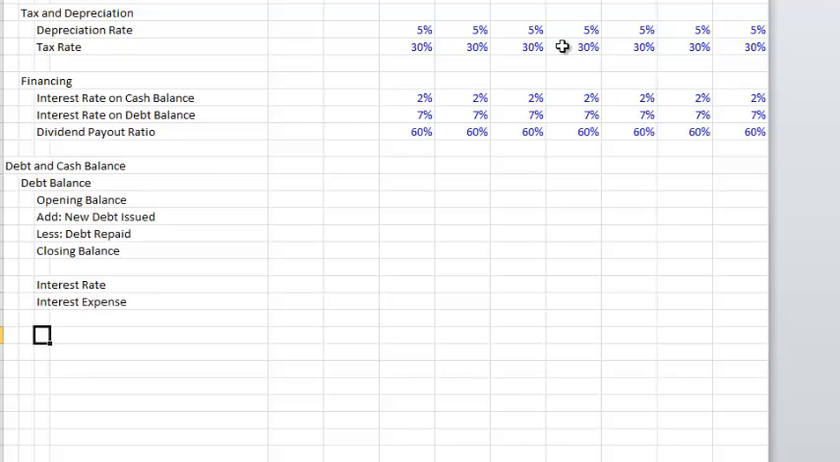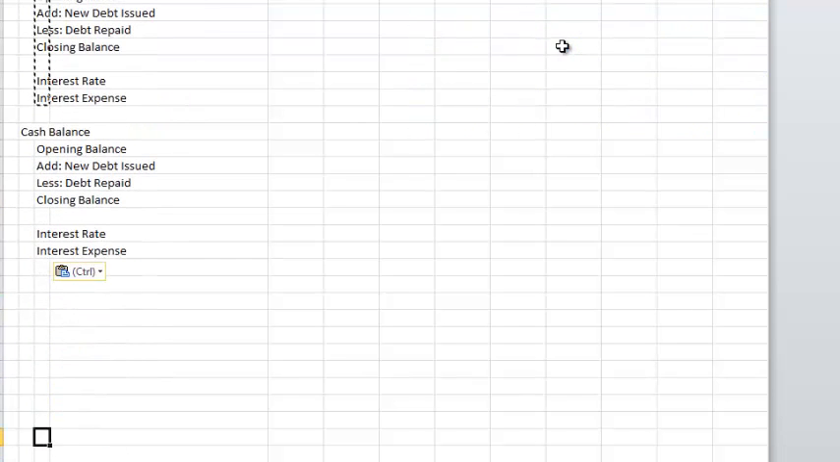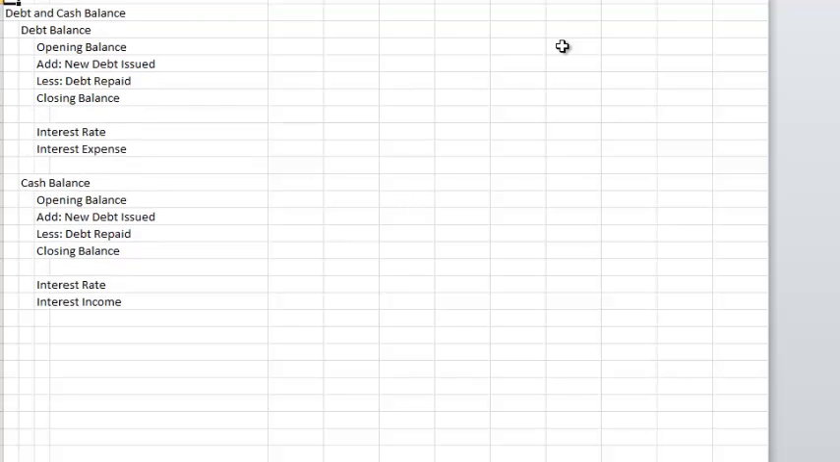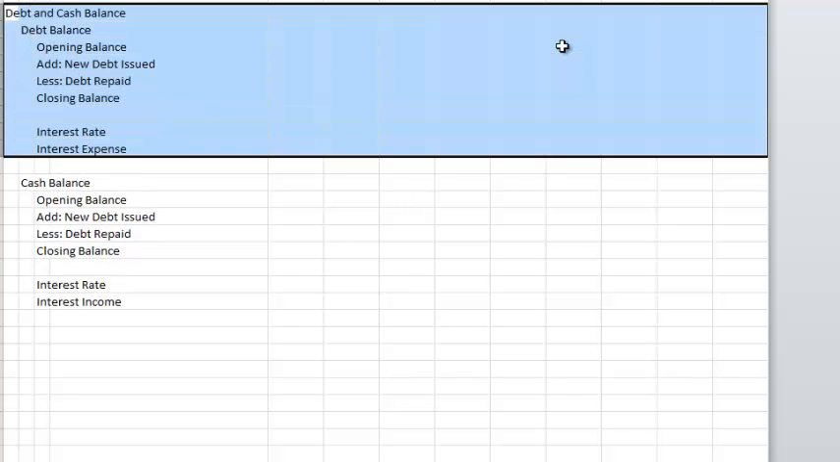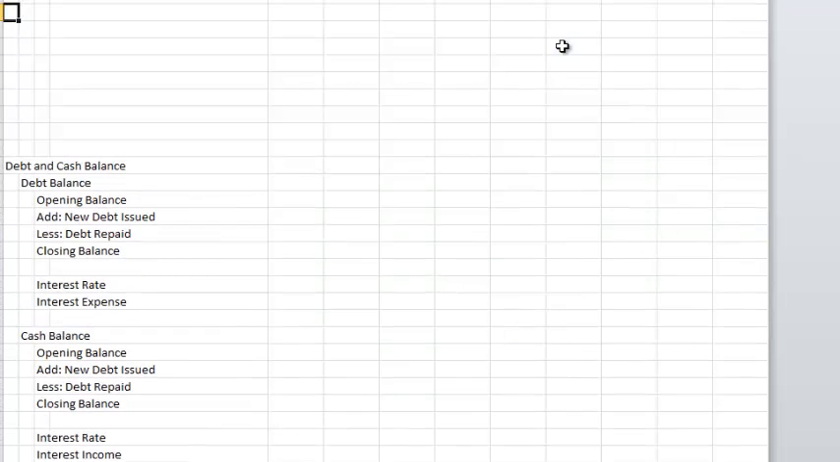expense. Now let's put a cash balance, and why don't we copy the same things, but this time we'll call it interest income. And you know what I should have really done is put a depreciation balance. Now, yeah, I'm skipping about 18 things in this one.